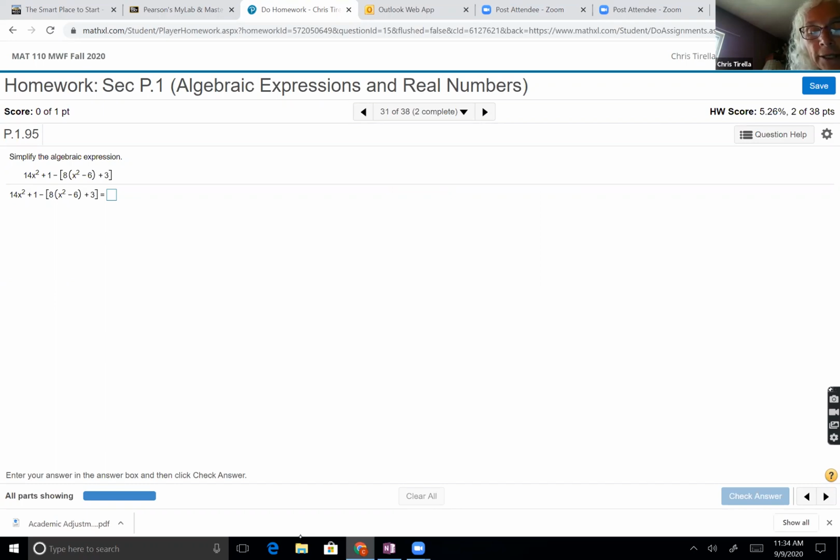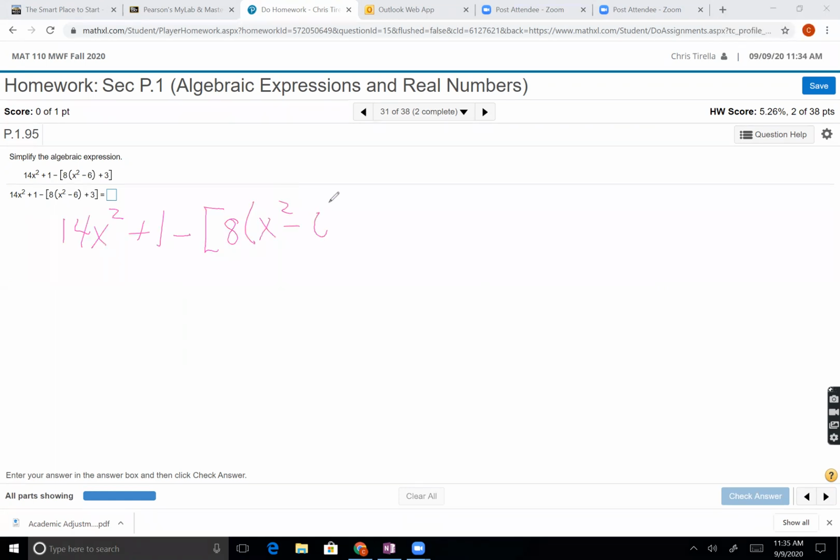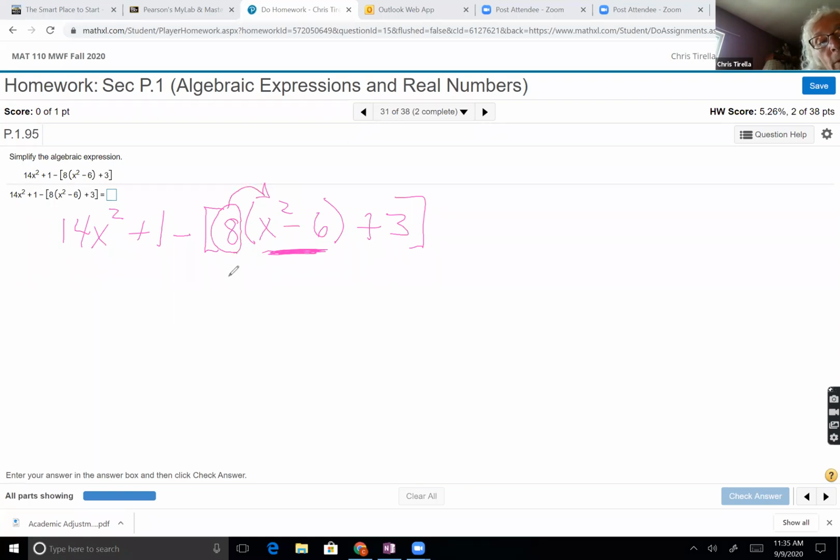Technology and I are battling it out today. We've got 14x squared plus 1 minus brackets 8x squared minus 6 close parentheses plus 3 close brackets. Are we all right? I start at the inside. Can I do anything with x squared minus 6? No. So to get them out of parentheses, I'm going to distribute the 8. So that gives me 8x squared minus 48 plus 3.